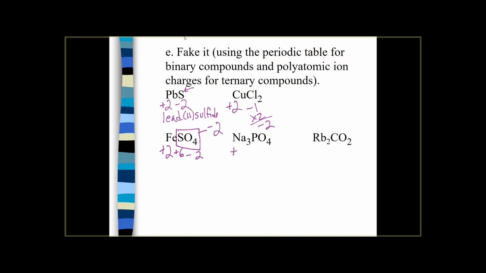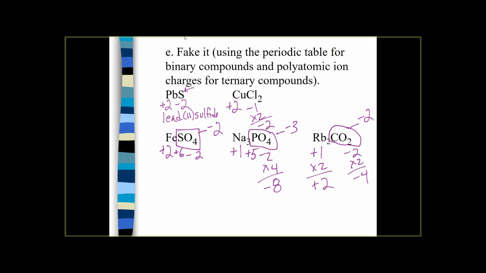So in this next one, this is a +1. My phosphate, I can look that up. It has a charge of -3. And so very quickly I can figure out the charge of that phosphorus atom, and I find that it's a +5. And our last one, we have carbonate right here, which has a charge of a -2. And that goes along with this rubidium that is an alkali metal with a +1 for a total of +2. And so to make this all work, this carbonate, my carbon, has a charge of a +2.